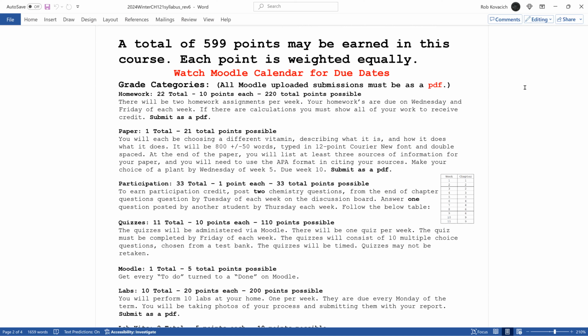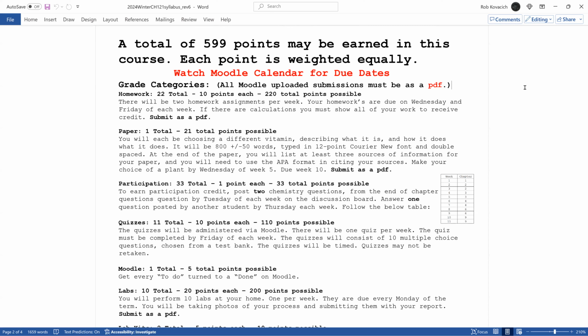All right, so you'll have 22 homework assignments. We have 11 weeks of class. So you basically have 2 homeworks per week, and they're each worth 10 points. So that'll add up to a total of 220 points. You'll have 1 paper, and the paper itself is worth 20 points. And then posting what you're going to be writing your paper on is going to be worth another point. So a total of 21.